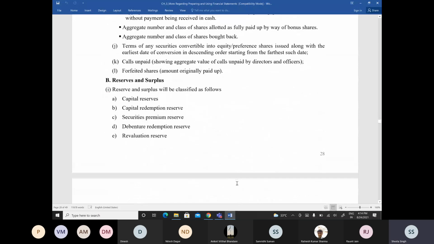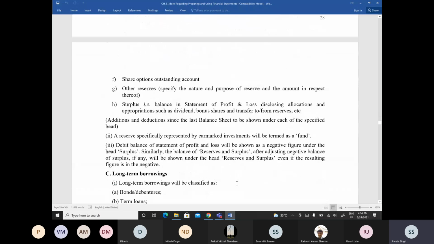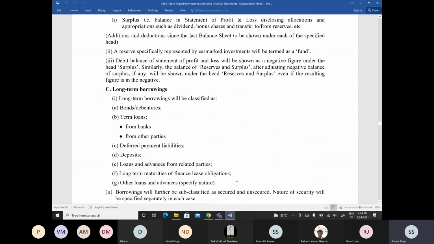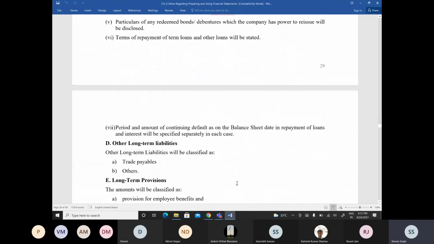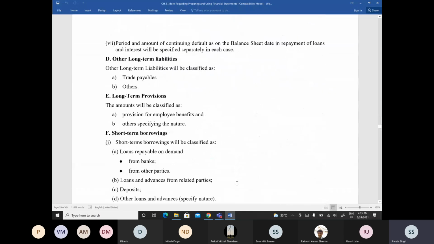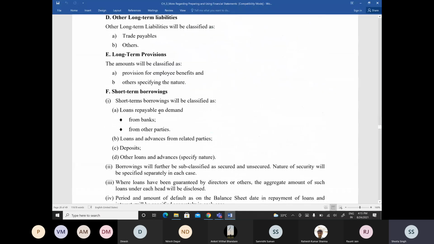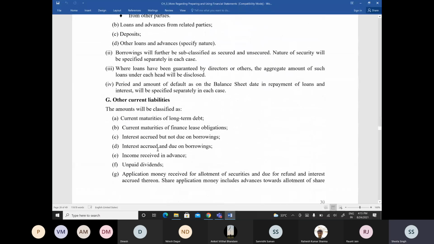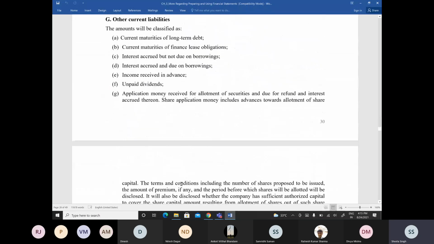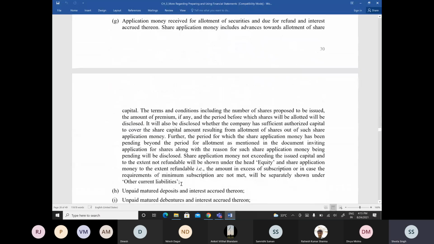This is for your information and for your knowledge. Okay, so this is the real format of the balance sheet as per the revised Companies Act of 2013. Everything is given. See, what will you include in short-term borrowings? What will you include in current liabilities? Everything. So this also you can read at your leisure.